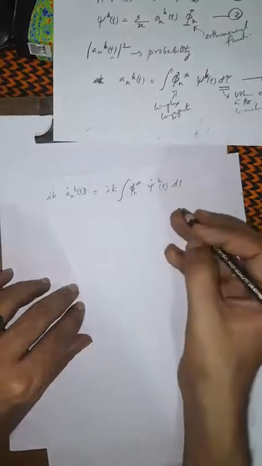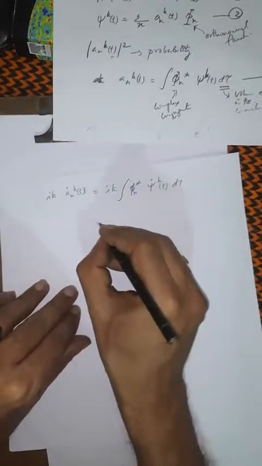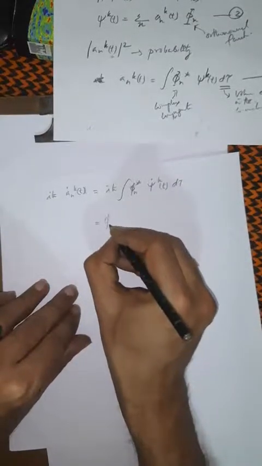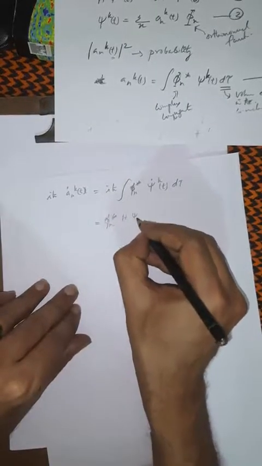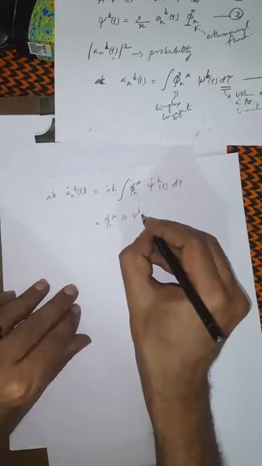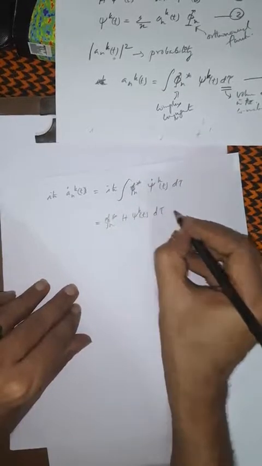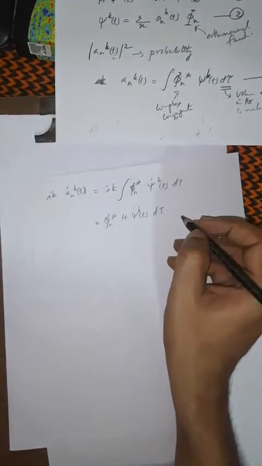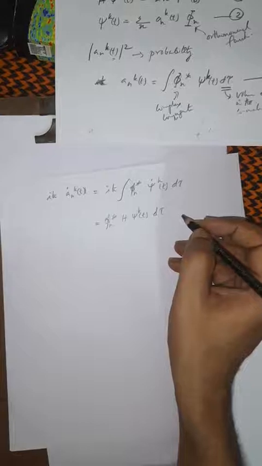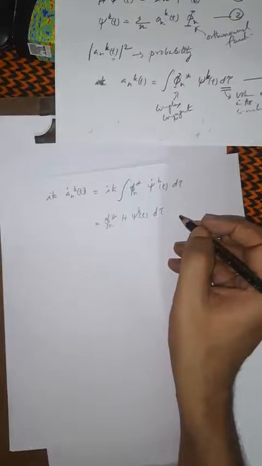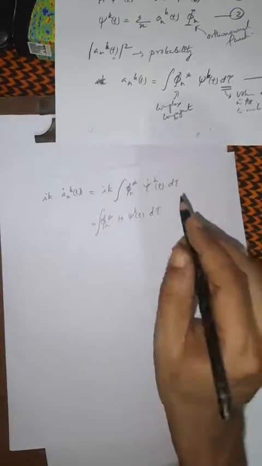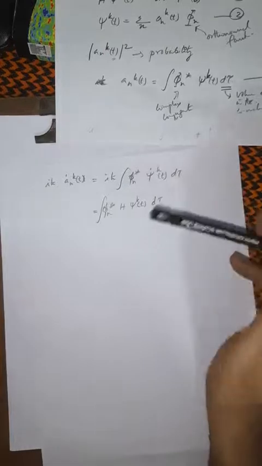So while I apply that, I can write this as phi_n star H of psi_k(t) d tau. Right, because psi_k dot t is equal to H by i h-cut psi_k(t). The i h-cut got cancelled, and therefore I got this expression.